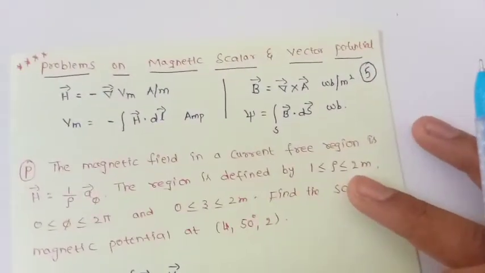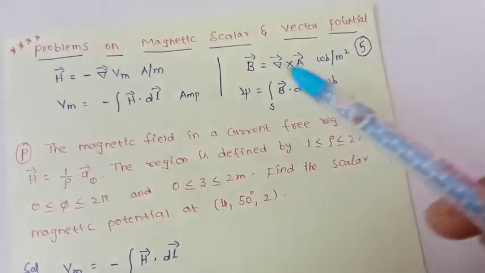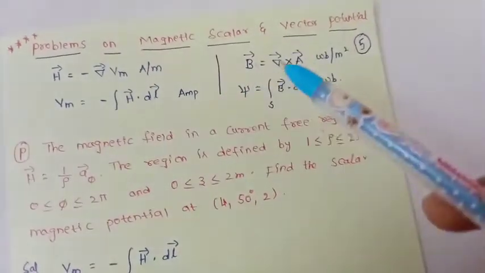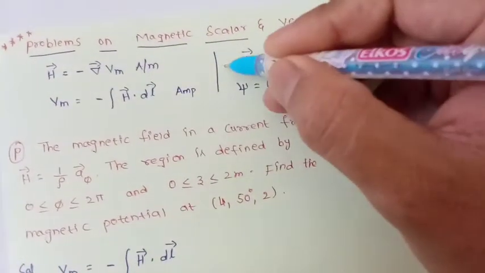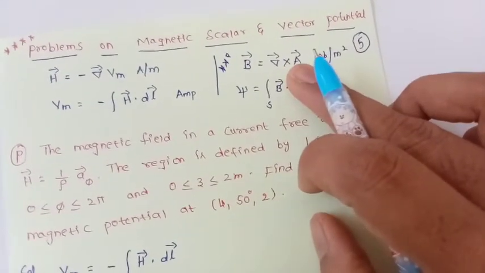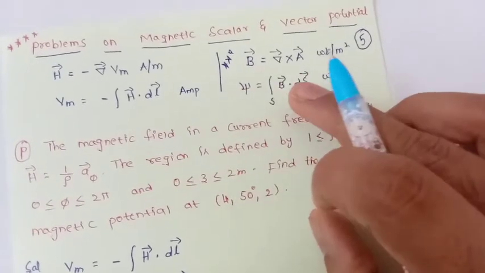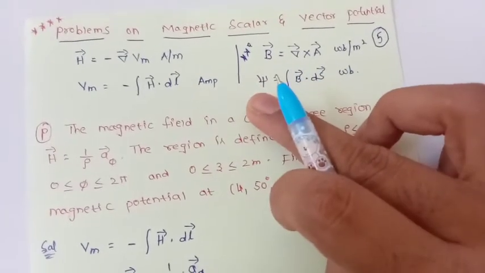Now coming back to the problems on magnetic scalar and vector potential. These are the two formulas: magnetic scalar potential and magnetic vector potential. This is very important from the external point of view. They will give the magnetic vector potential, you have to find the magnetic flux density, and with the help of the magnetic flux density, you have to find the magnetic flux.